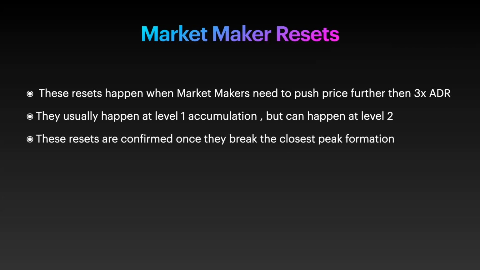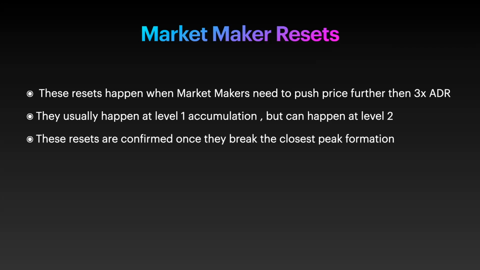These resets are confirmed once they break the closest peak formation. So meaning that if, same example, GU, it goes down 300 pips, and then it forms the W, right? So you have a full W, 300 pips down. They go up 100 pips to level 1, consolidate, consolidate, consolidate. And their whole objective was, let's say, to keep going down. They'll drop the price down. Once they break that previous low, that W, that's when the confirmed reset happens, right? So that's when you know for sure it's a reset.